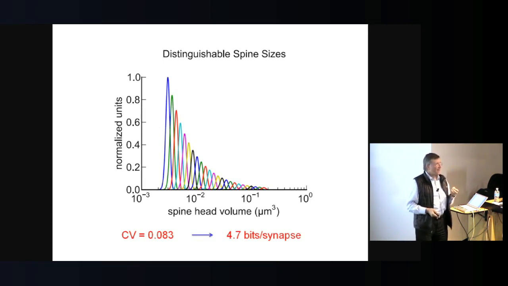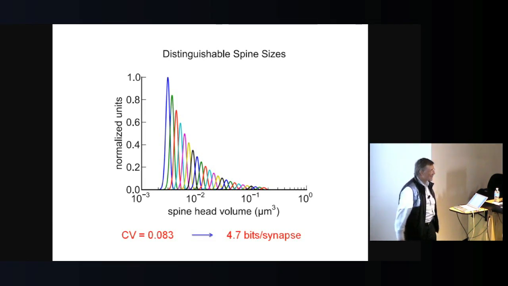So this is really pretty good machinery here. We're talking about storing roughly 5 bits of information, and for computer scientists, that's doing pretty good. I mean, you have 10 to the 14 synapses, so do the multiplication. We've got a lot of bits there.